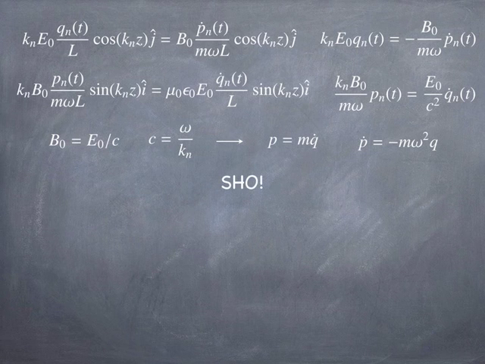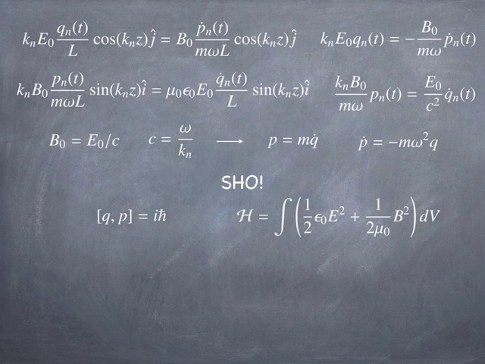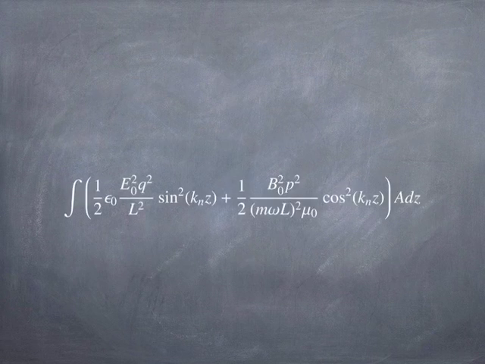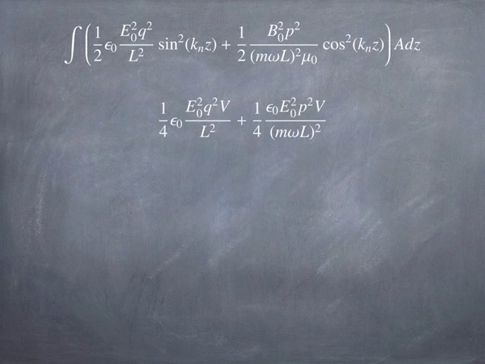But that's useful. The simple harmonic oscillator, SHO, is useful because we know how to quantize it, and the procedure is exactly the same. We know that q and p are non-compatible observables that have a non-zero commutator. We know that the Hamiltonian can be expressed in terms of the fields. Let's go ahead and do that. Let's plug in our definitions of the fields. We stick those in there, we make our substitutions, and we integrate over the size of the cavity.